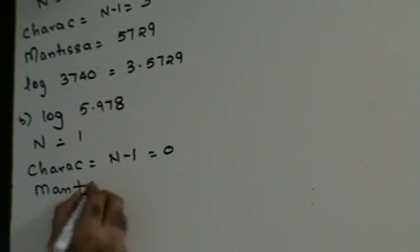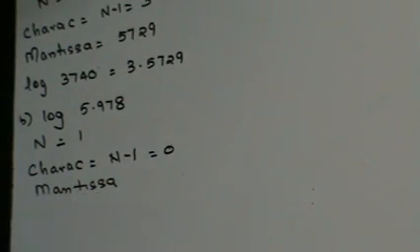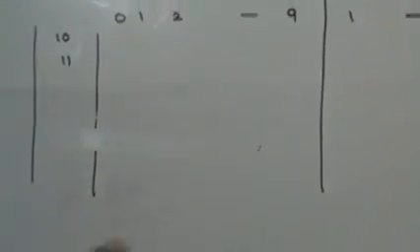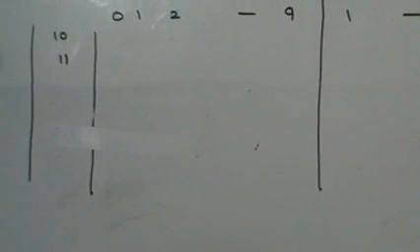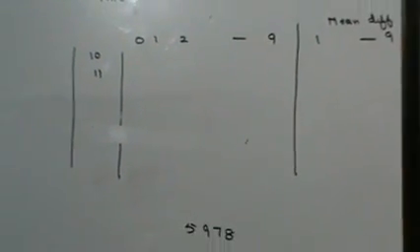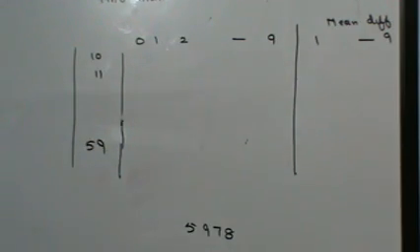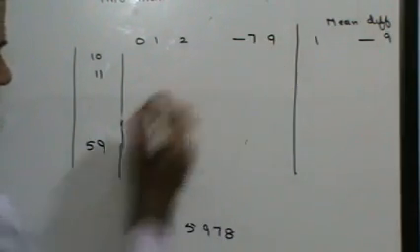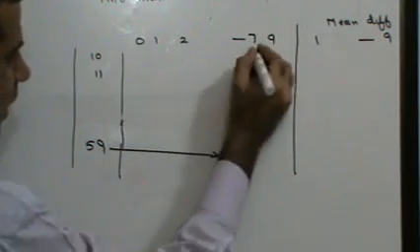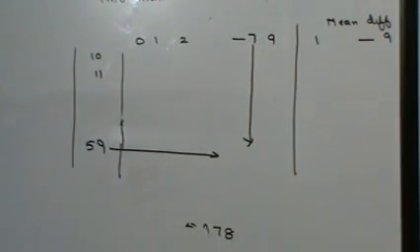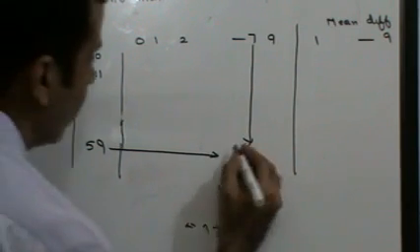Mantissa. Guys, hold a logbook in your hand. Let's see how we find the Mantissa. I want to find the Mantissa of 5978. In the first column, first find 59. In the second column, find 7. Find the number from the log table that corresponds to 59 and 7, which is 7760.